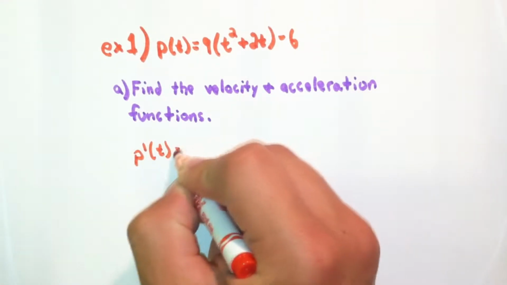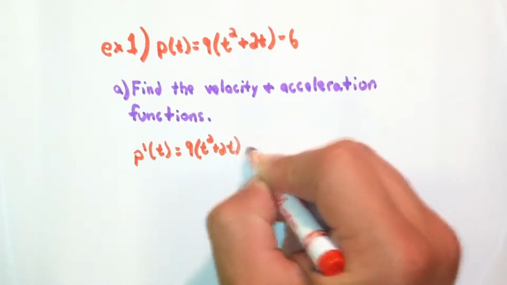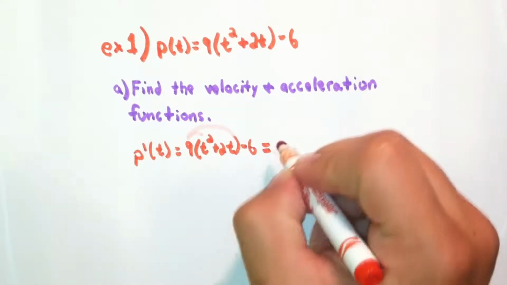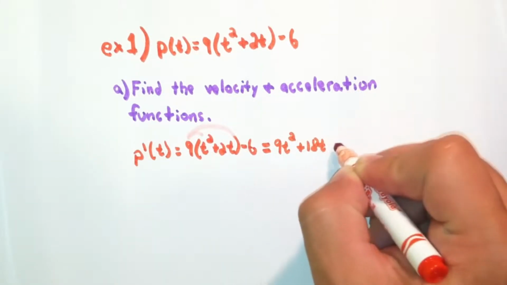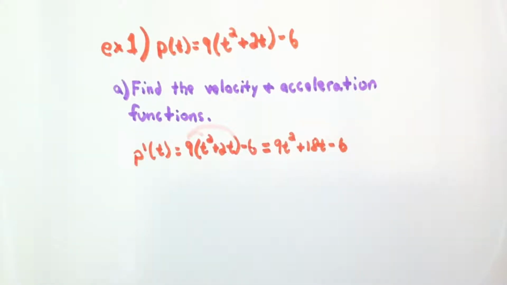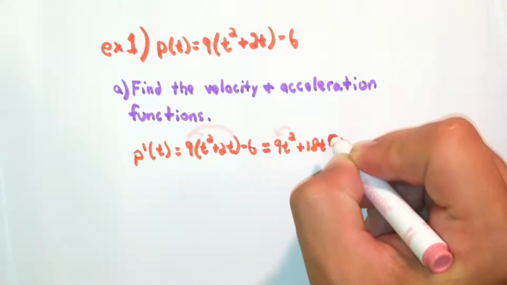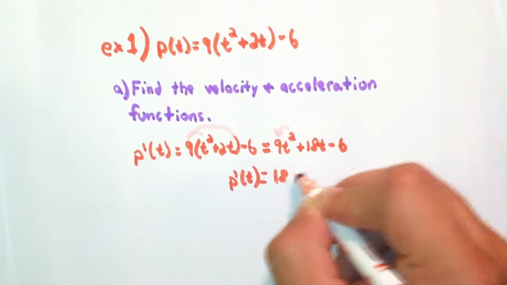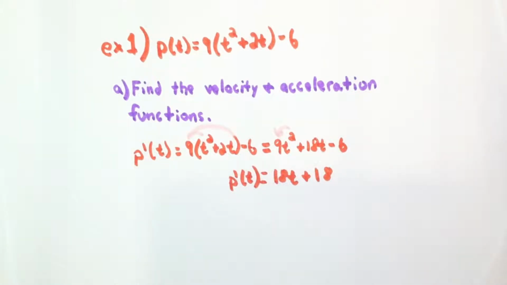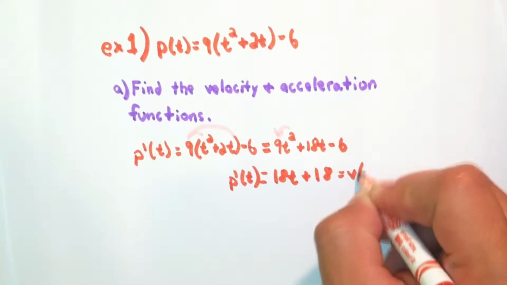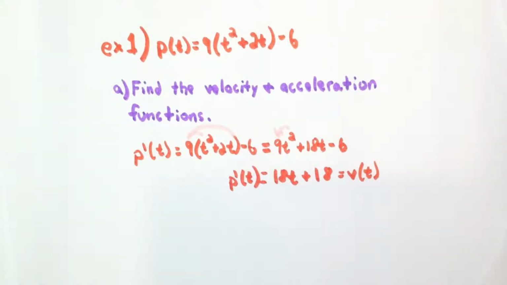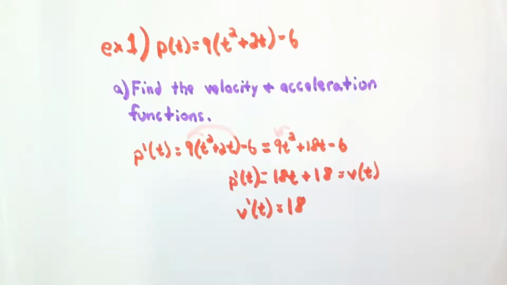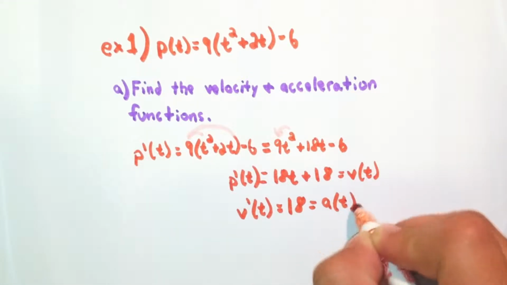Let's start by taking the derivative of the position function. In order to continue, we have to distribute the 9, which will end up giving us 9t squared plus 18t minus 6. Now let's take the derivative by bringing the 2 down and multiplying it by 9, which will give us 18t plus 18 since the t goes away and the minus 6 goes to a 0. This equals our velocity. Now to get acceleration, we have to take the derivative of the velocity function, which is 18.